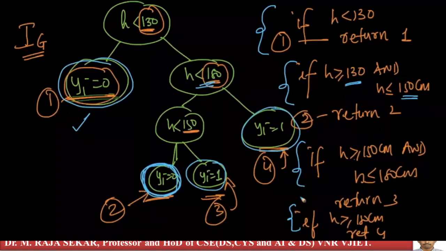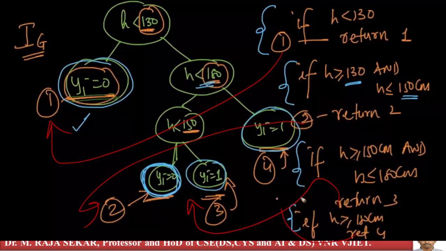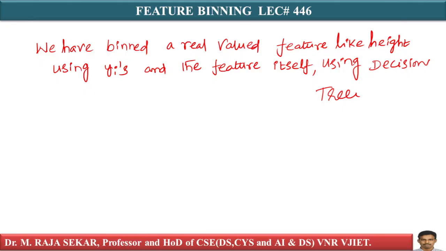So this first condition, if h less than 130, corresponds to 1. Just see, this first condition corresponds to this one, this one corresponds to this one, and this one corresponds to this one, isn't it? So corresponding to every leaf node I have a category. Just carefully observe how I created this. Corresponding to every leaf node I created a category, and this type of featurization, this type of binning, we get here. What we have done here is we have binned a real valued feature like height, using the yi's and the feature itself. Using a decision tree, this is a very nice hack which I learned.